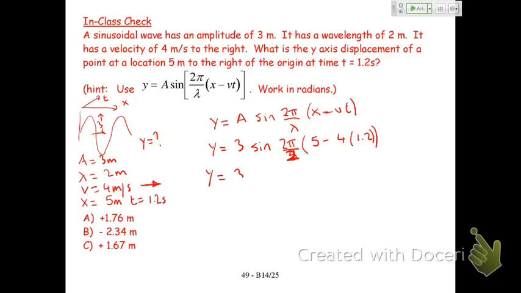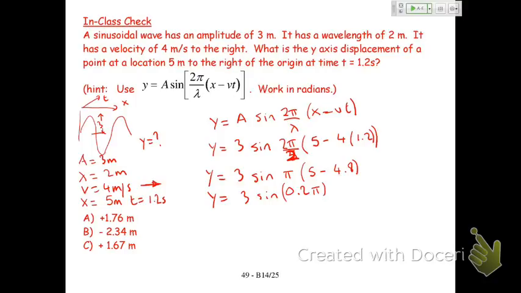So y is equal to 3 sine of pi times, this is 5 minus 4.8. So y is equal to 3 sine 0.2 pi.